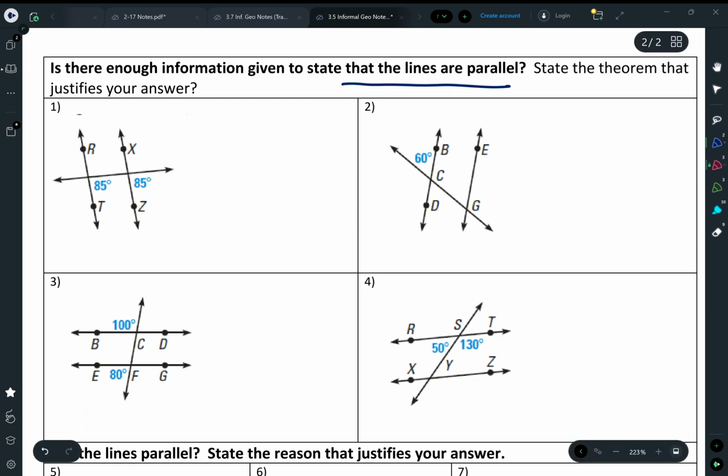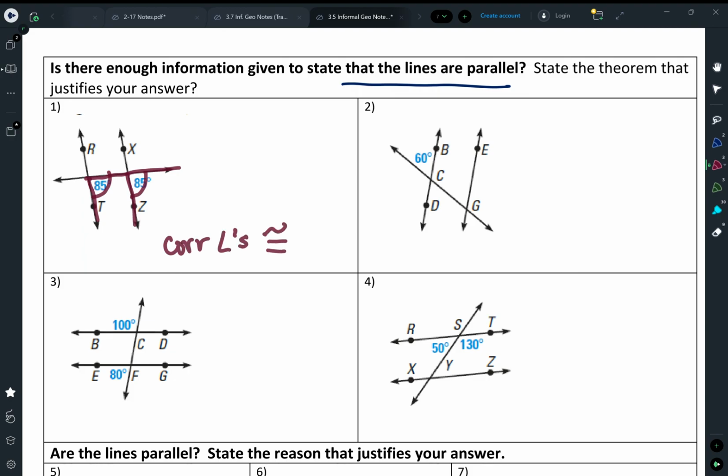I have an angle right here that's 85, I might have said 185, and another angle that's 85 right there. Let's see what shape these make. Those make that F shape. They are corresponding angles, so our corresponding angles are congruent. Well, if they're congruent, it means we have parallel lines, doesn't it? So I'm going to answer yes, parallel lines.